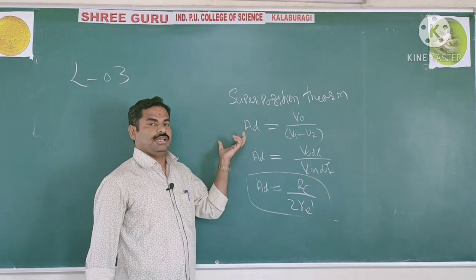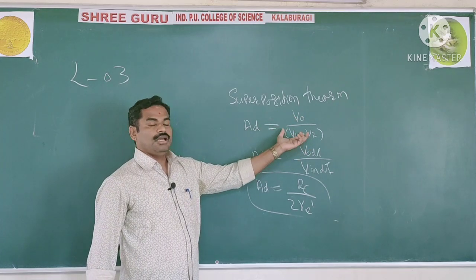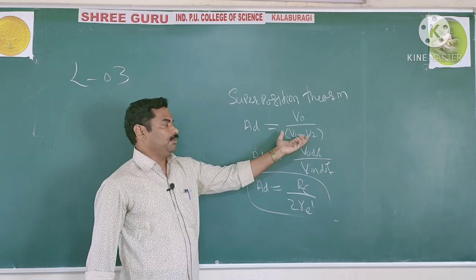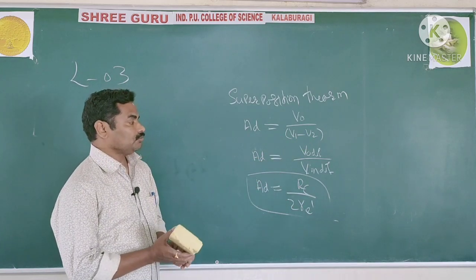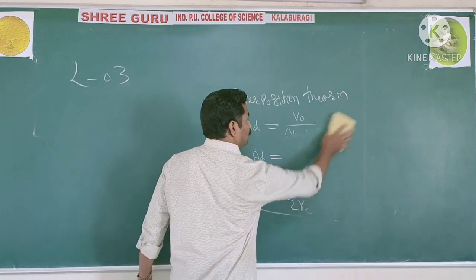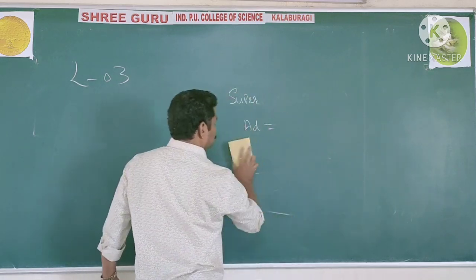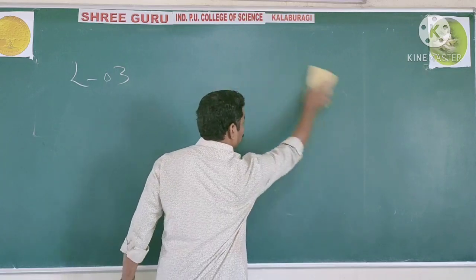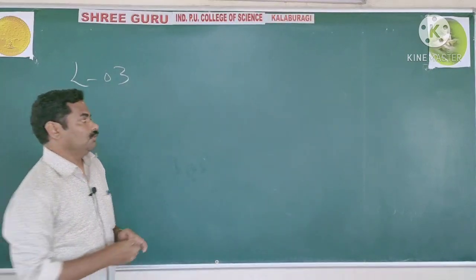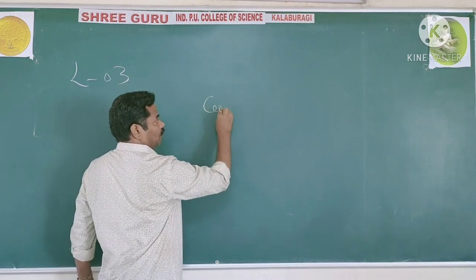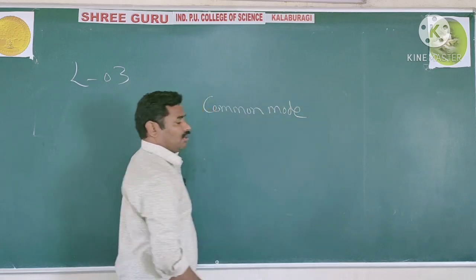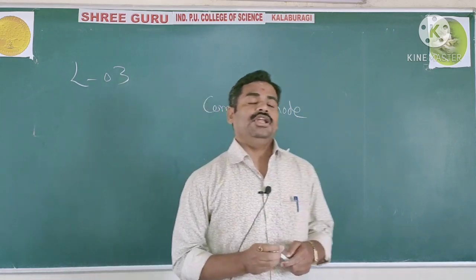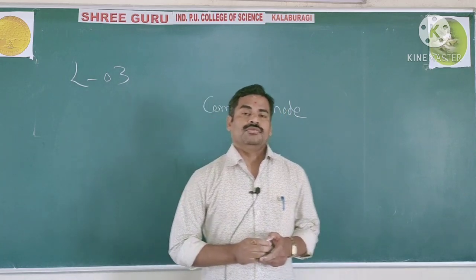The differential mode gain is nothing but output over input, and as you know, you are applying different inputs. It means you are applying two inputs, and the difference of the two inputs will be amplified. This is about the differential mode of operation. And now we go for the other one, that is called your common mode of operation.